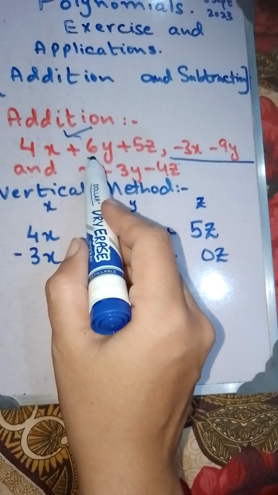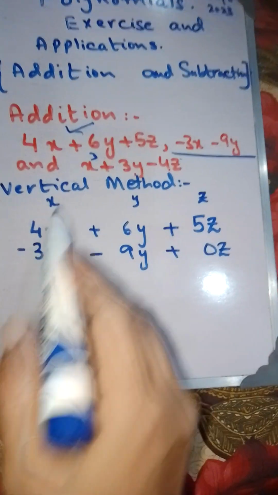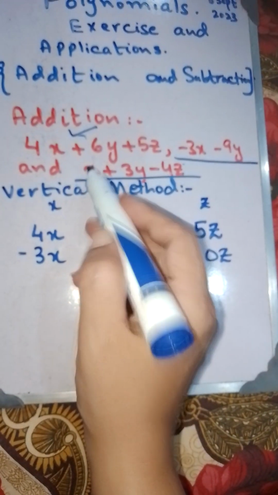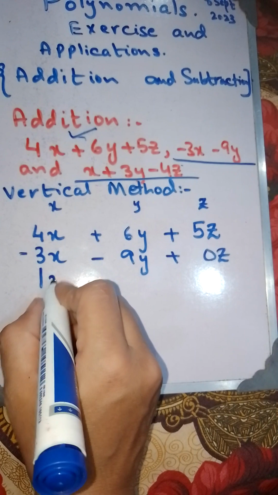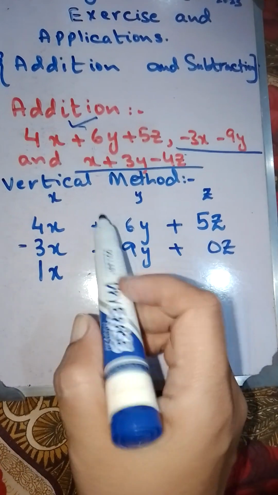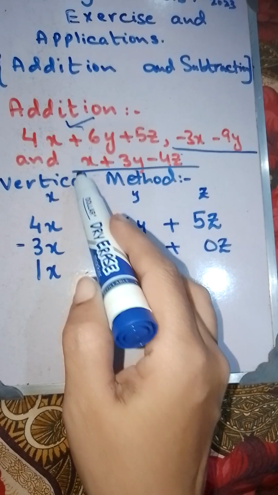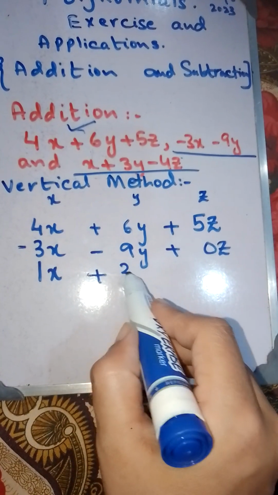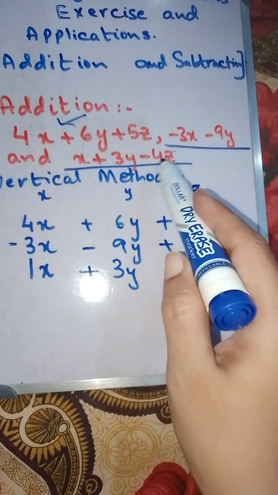The last one is the third one. Since the coefficient is 1, I have already given you the introduction of coefficients and variables. Here the coefficient is 1, and here the coefficient is 3, so I am going to write plus 3y as it is, then minus 4z.